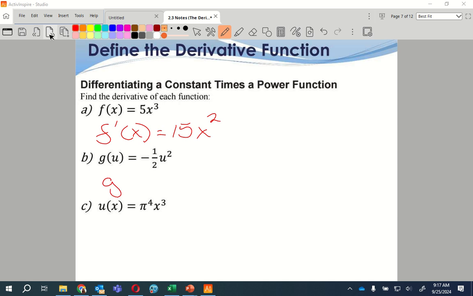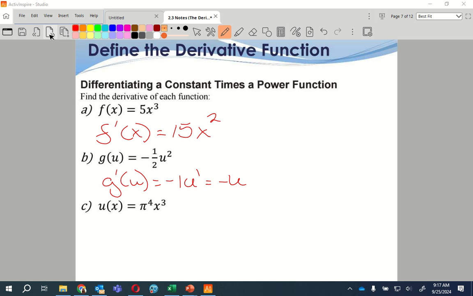Next one, g prime of u is equal to 2 times negative 1/2, which is just negative 1, times u to the 2 minus 1, which is just u to the positive 1. So I could just rewrite that as negative u, but I wanted to show all the work for what I'm doing anyway.